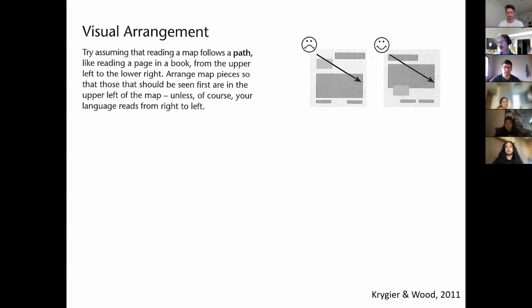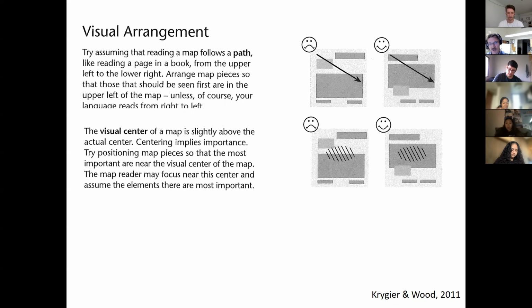And again, all these examples are from this book, Krieger and Wood from 2011. But this first idea about visual arrangement, you can think about it as the map design elements, or the map elements. People read them following some kind of a path. And in the one with the unhappy smiley face, your eyes are sort of jumping around the page back and forth in sort of a zigzag pattern. Whereas in the one on the right, in general, you're sort of working your way down the page from the left to the right, which is how we read in English. In a different language, maybe it would be a different situation.